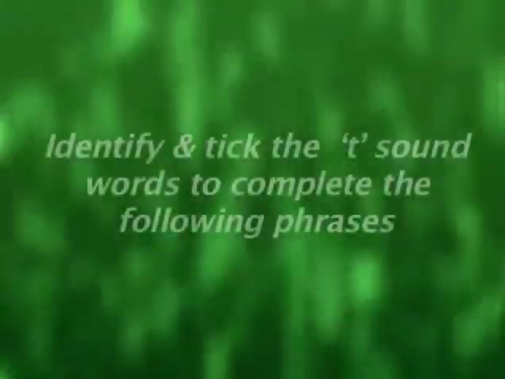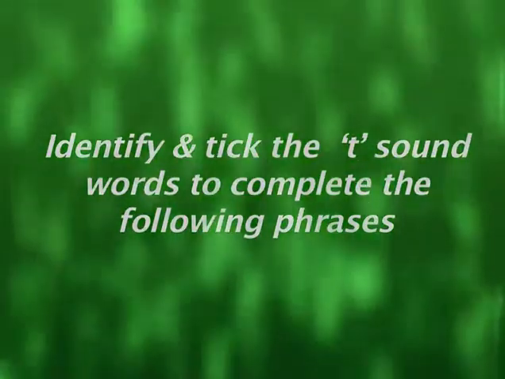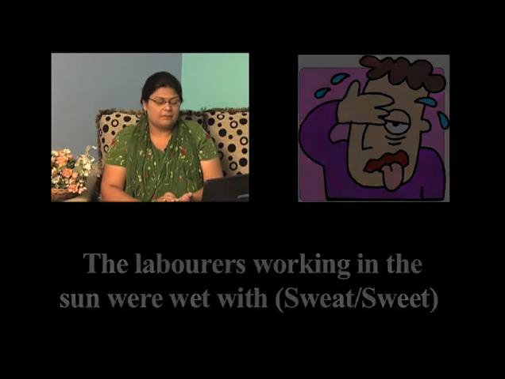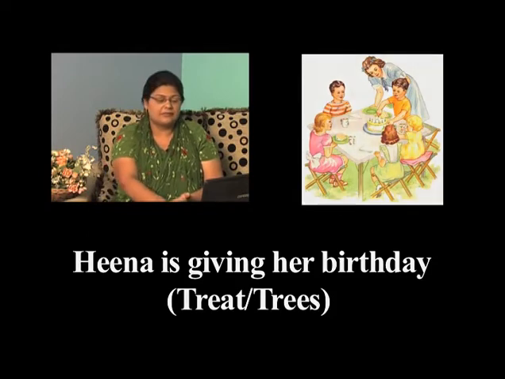In this activity, you have to choose the right option. The labourers working in the sun were wet with sweat or sweet. Next, Hina is giving her birthday treat or trees.